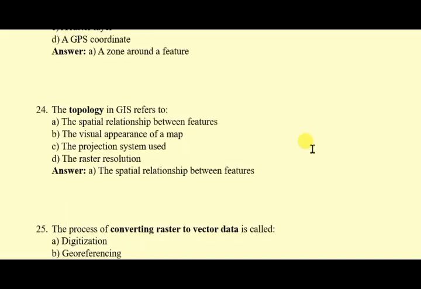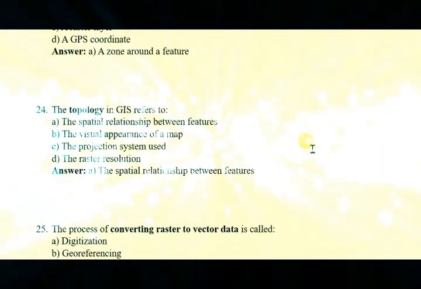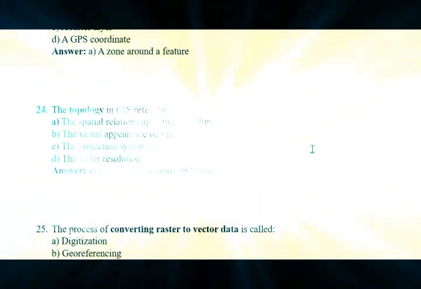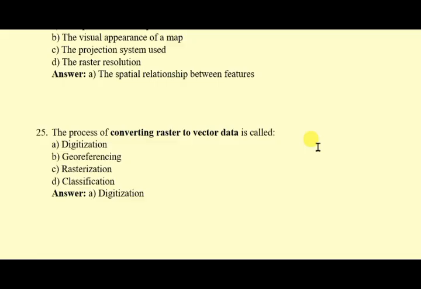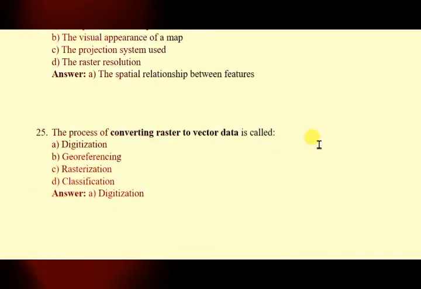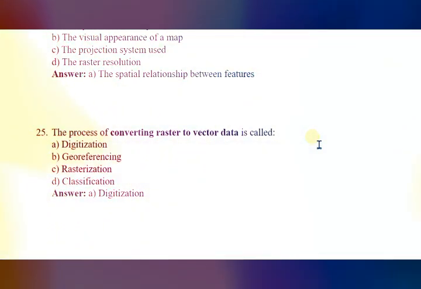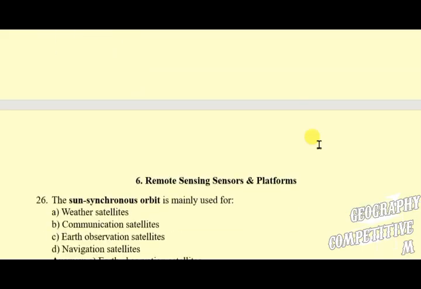Question 24. The topology in GIS refers to the spatial relationship between features, the visual appearance of a map, the projection system used, the raster resolution. The right answer will be spatial relationship between features. The process of converting raster to vector data is called digitization, georeferencing, rasterization, classification. The right answer will be digitization.